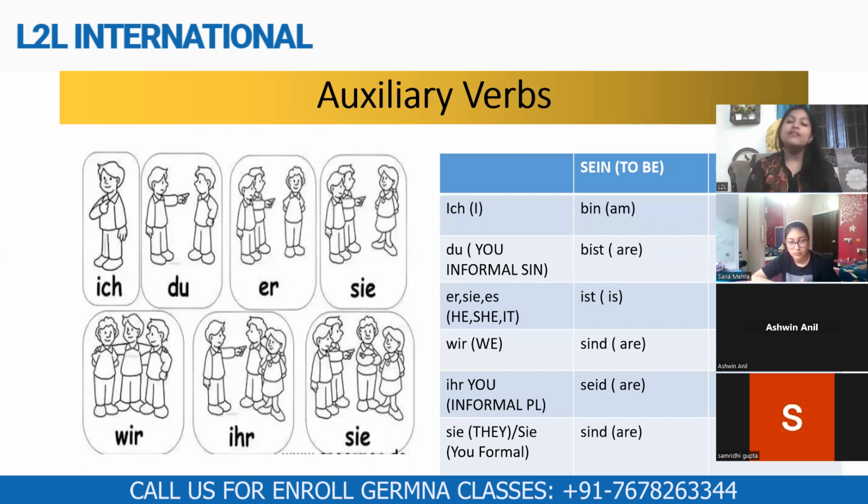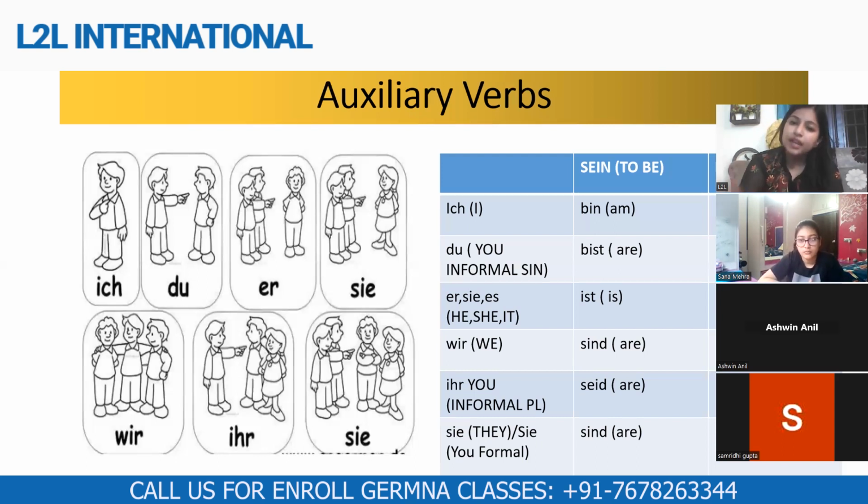Then we have ihr. So ihr is again you. But what is the difference? Ihr is plural you. Now what is plural you? For example, understand this. If I say, okay, Sana, that I am talking to Sana. So if I say, Sana, you have done really well. You are doing very well in German. So I am still talking to Sana, single person, you. You have done really well and you are doing very well in German.